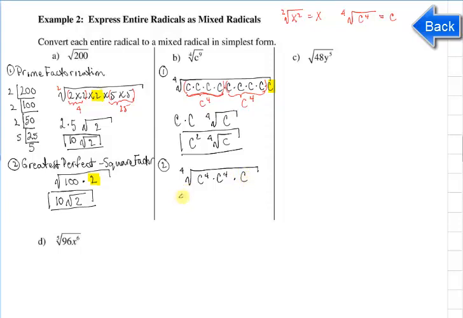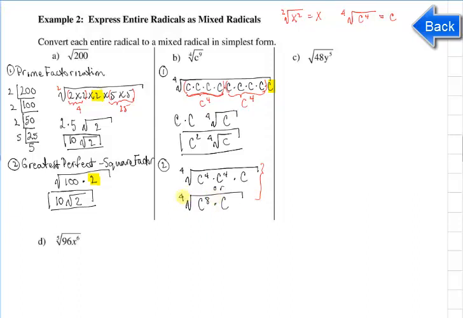Or, if you understand, you could also write it this way. I would say to myself, okay, well, 4 goes into 9 evenly 2 times, so 2 times 4 is 8, so I could write c to the 8 times c. Both of these mean the same thing, it's just that the second way is a little more compact, right?